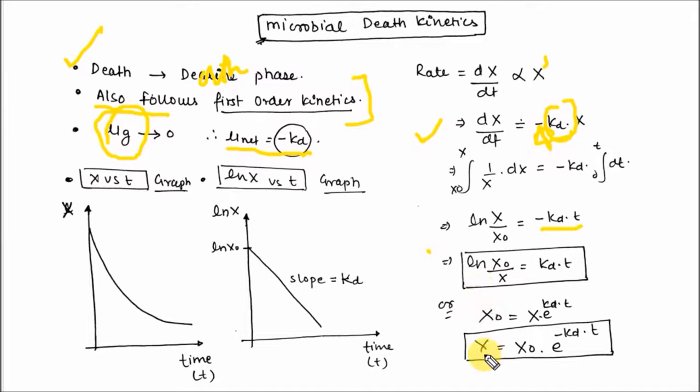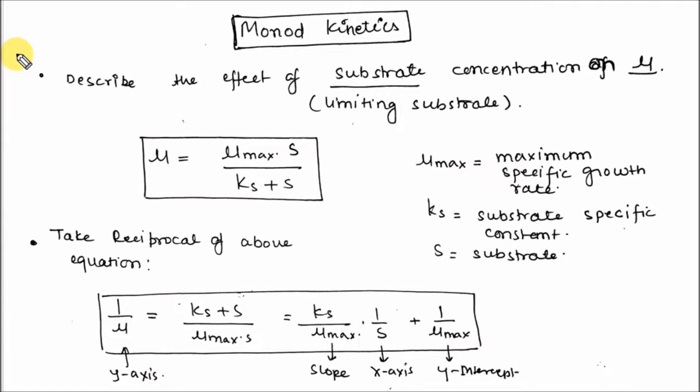Taking antilog, x equal to x naught into e to power minus kd t. You can plot the graph with these equations. If you plot the graph x versus t, you will get the exponentially decreasing curve. And if you plot the graph between ln x versus t, you will get the straight line with the negative slope, that is kd.